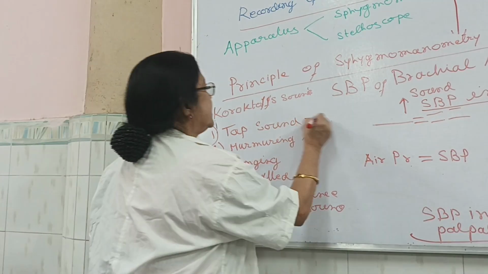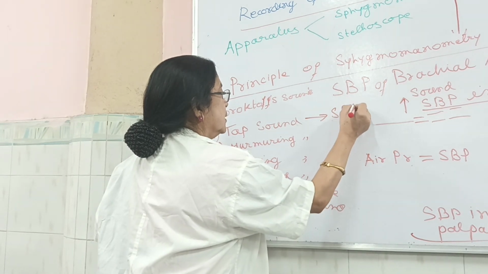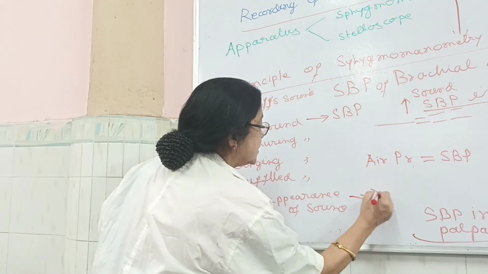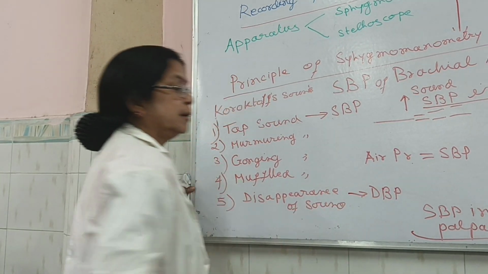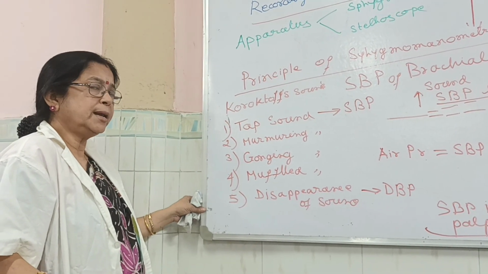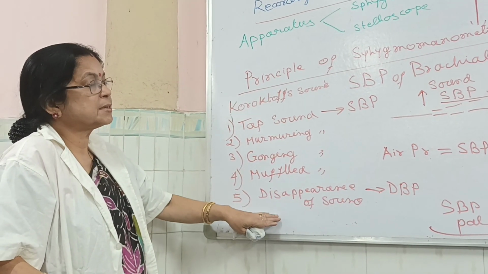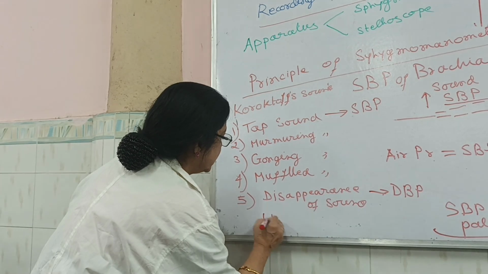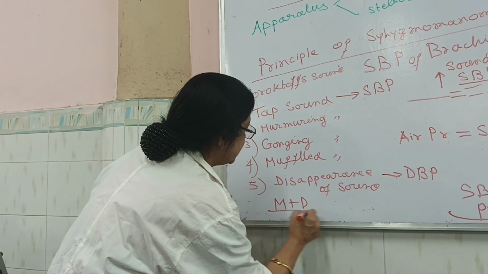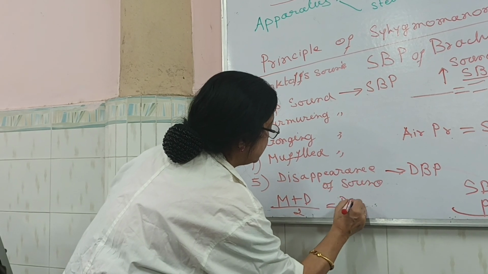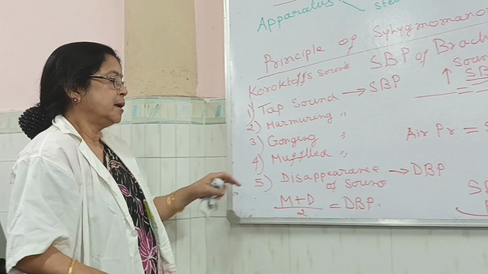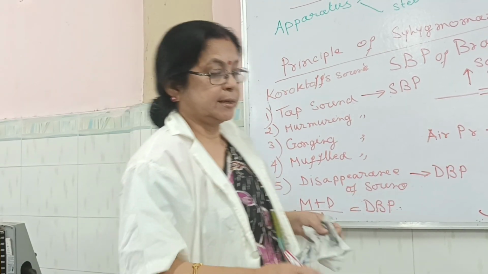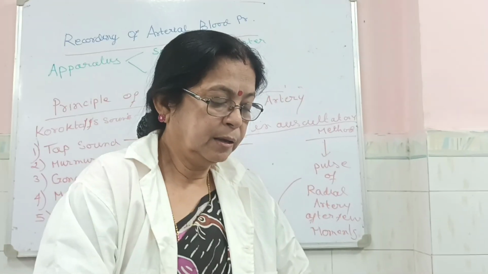Now, this tap sound indicates the systolic blood pressure (SBP) of the subject, and the disappearance indicates the diastolic blood pressure in that subject. But in old age, the disappearance comes very late. So at that time, muffled plus disappearance divided by 2 will be the diastolic blood pressure of the subject. In very old age, muffled plus disappearance divided by 2 will be the DBP. Now this is the principle of the sphygmomanometer.